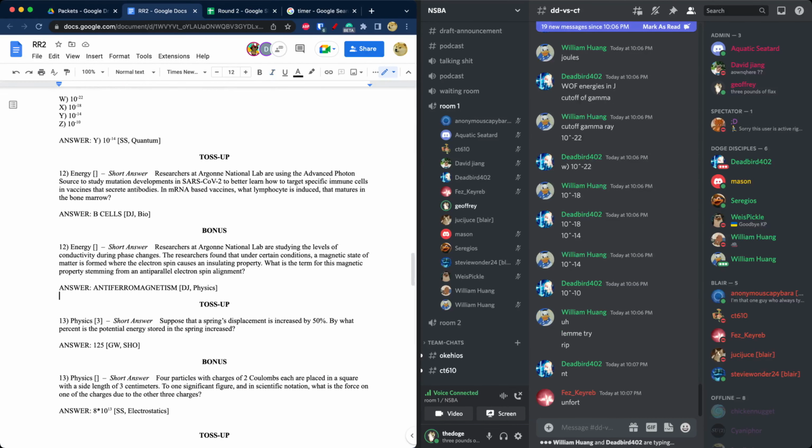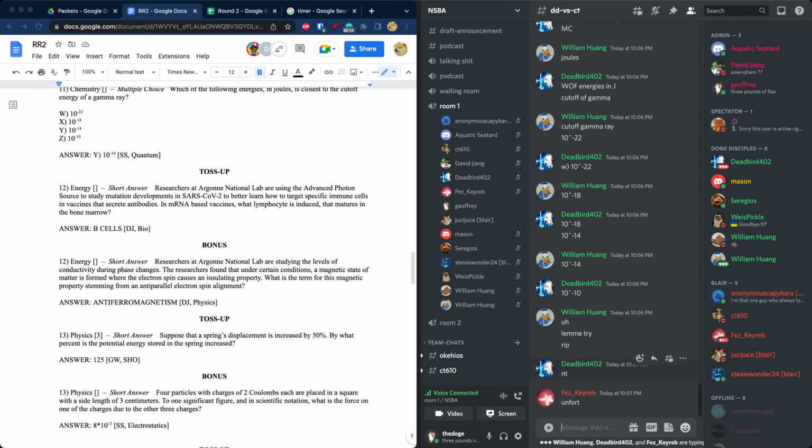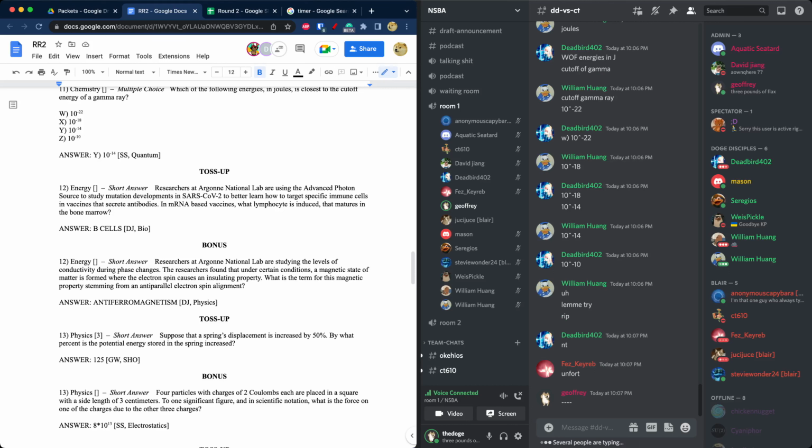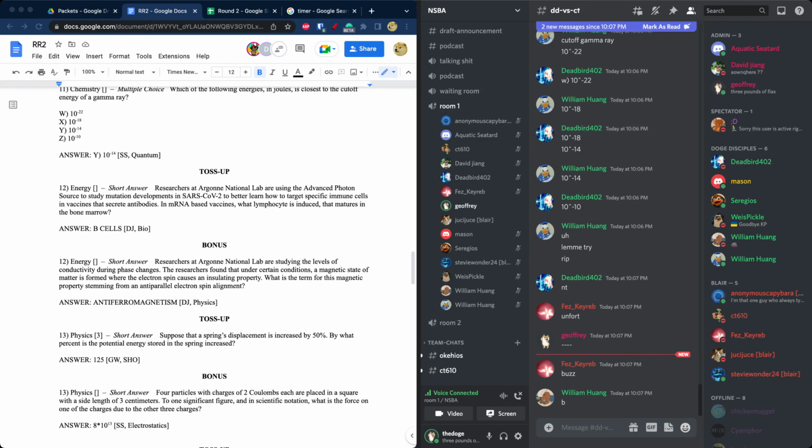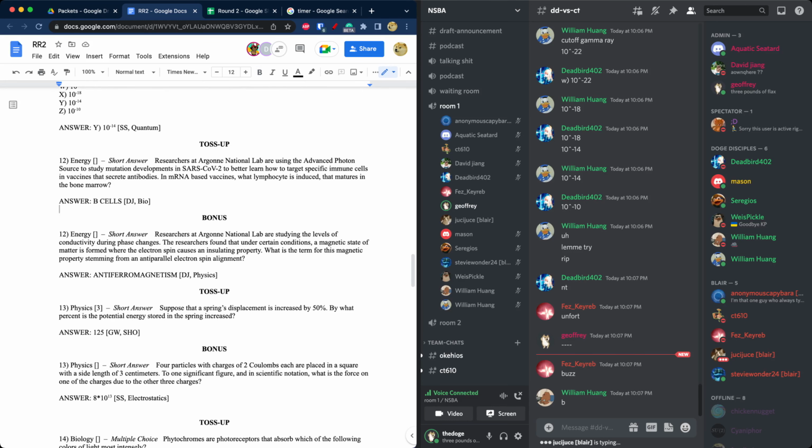Toss up 12, energy, short answer. Researchers at Argonne National Lab are using the advanced photon source to study mutation development in SARS-CoV-2 to better learn how to target specific immune cells in vaccines that secrete antibodies. In mRNA-based vaccines, what lymphocyte is induced that matures in the bone marrow? B cell. That's correct.